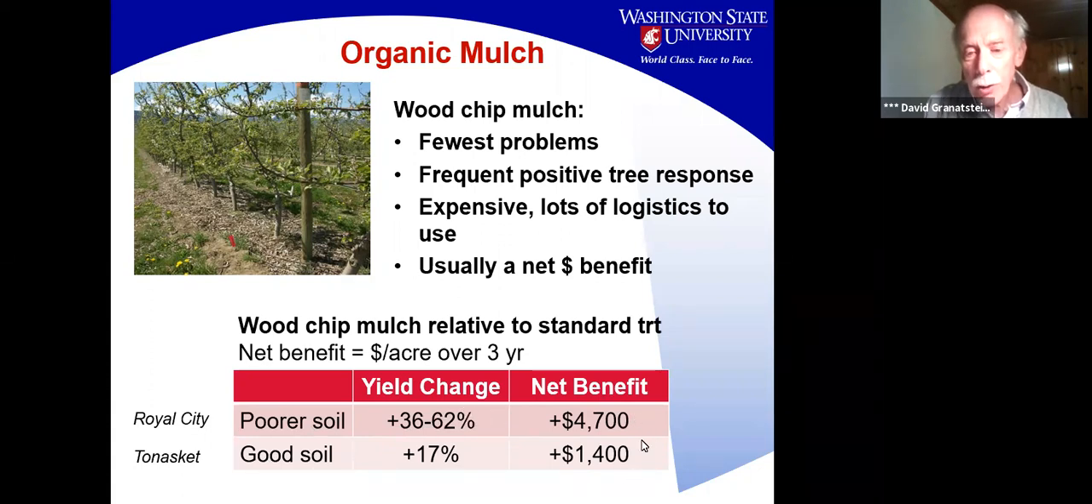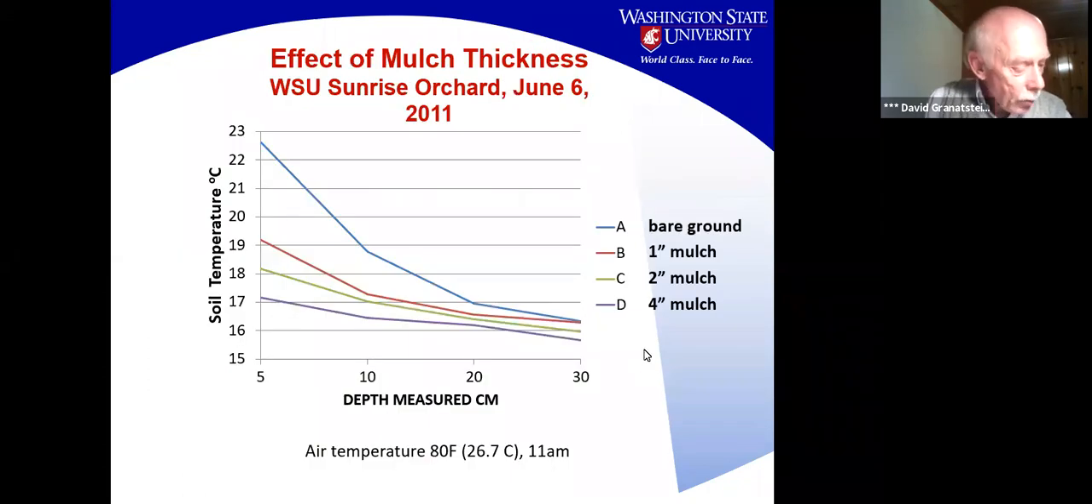Then over 3 years, this is how much we returned over the cost of the mulch to that grower per acre: $4,700 on the poor soil and $1,400 on the good soil. So again, there's an economic incentive there to think about mulch.